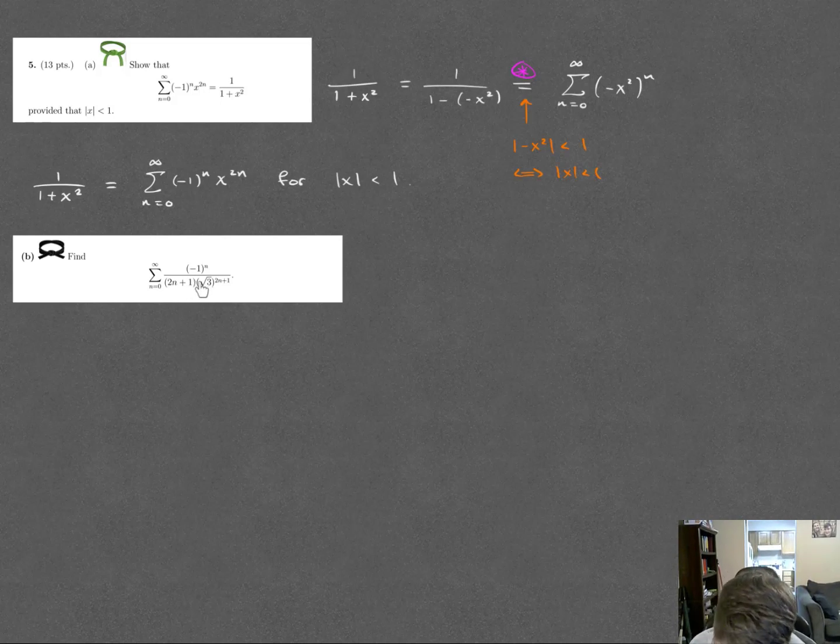Now, if we look at part B, we have minus 1 to the n over 2n plus 1, and we look at this 2n that we have up here. We can think, what's the difference between this series and this series? Well, the power that I have is 2n plus 1 versus 2n. So, how can I get this 2n to be 2n plus 1? Well, I can integrate. If I integrate 1 over 1 plus x squared, then I know that's just arctan x plus c.